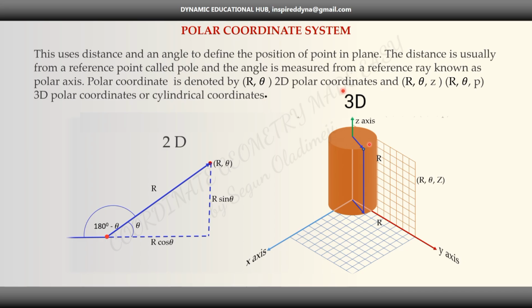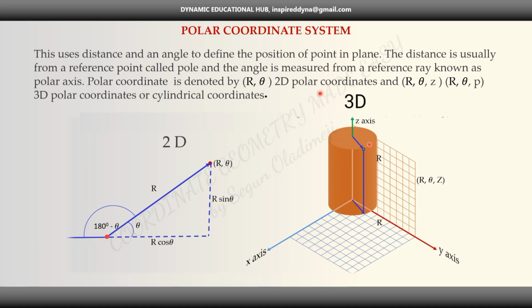Now the angle can be given in degrees or radians. Polar coordinate is denoted by (r, theta). The theta can be in degrees or in radians. When you have polar coordinates in which you only measure distance and angle, we call it 2D polar coordinate. And we can also have 3D polar coordinate, just like Cartesian coordinate where we have 2D and 3D. The same thing is applicable to the polar coordinate system.